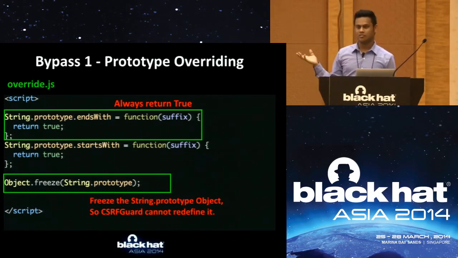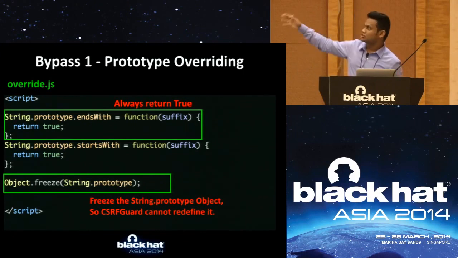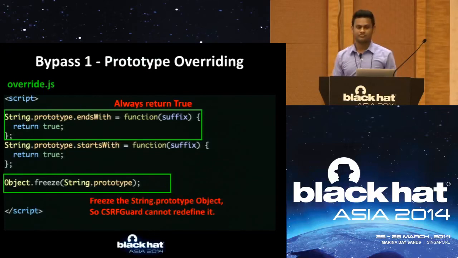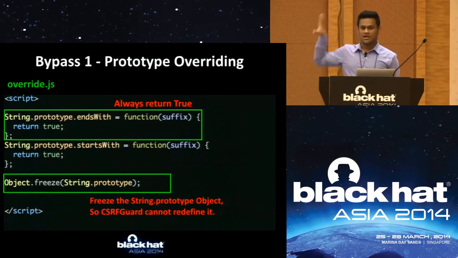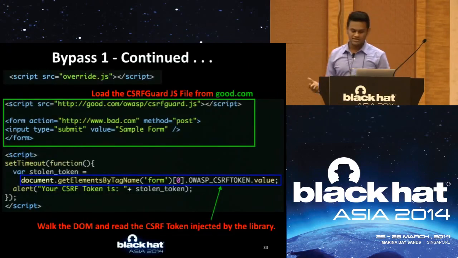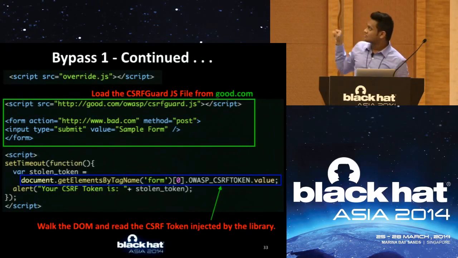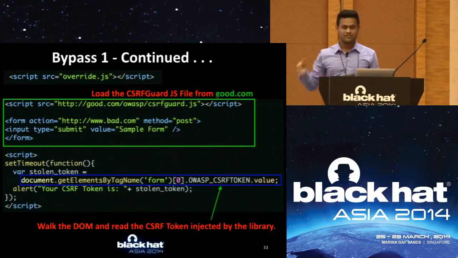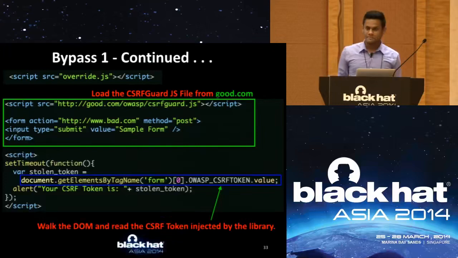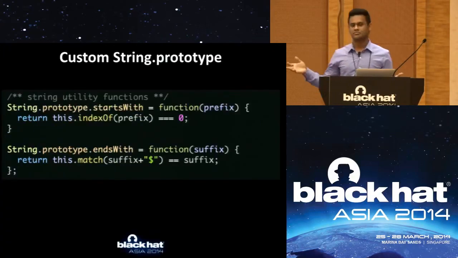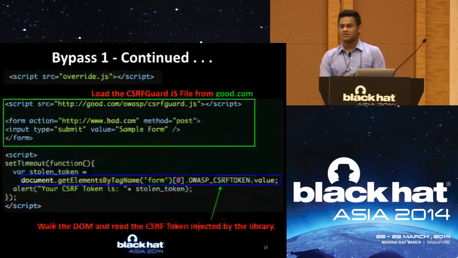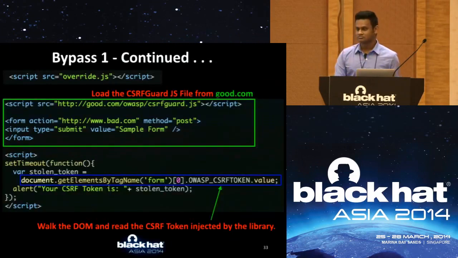So an attacker can have something like override.js, and he can go and say String.prototype.endsWith is always going to return true. And you can say Object.freeze of String.prototype. He loads this code on the top, and then he tries to load the CSRFGuard framework from the cross-domain website, which is bad.com, by the way. Now, the original implementation of the custom String prototype by the author is not going to be replaced, because it returns an error because of the Object.freeze which the attacker did. It's quite natural.